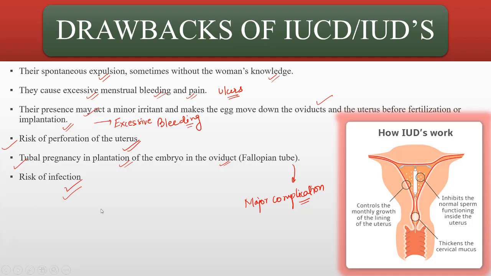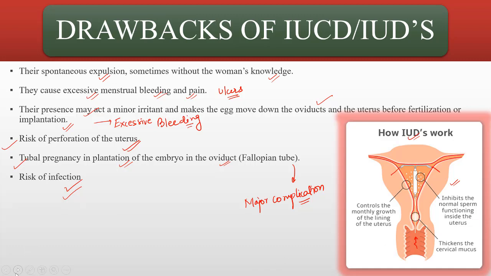Okay, now coming to the next, this is how the IUD works. Okay, this is the mechanical device. This mechanical device can perforate from these sides. Okay, if it is displaced, it controls the monthly growth of the lining of the uterus. Okay, it basically sheds the lining which is excessive. It inhibits the normal sperm functioning inside the uterus and thickens the cervical mucus. Thickening of cervical mucus will pose a resistance to the sperm which is trying to enter from this side.